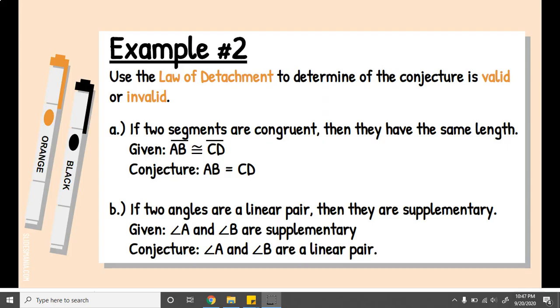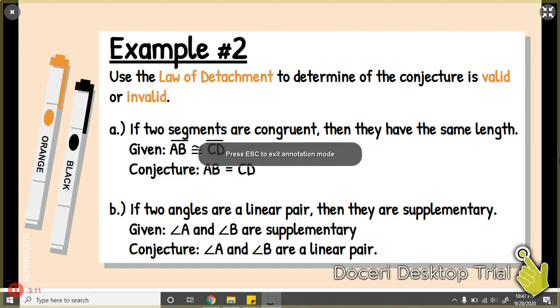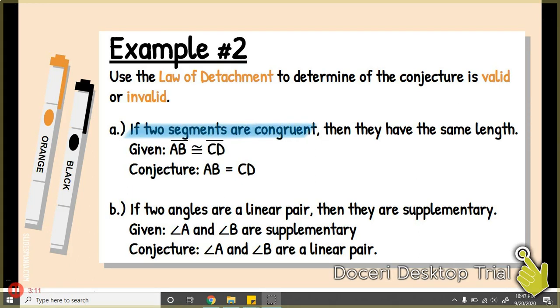So example 2 says use the law of detachment to determine if the conjecture is valid or invalid. So what the law of detachment says is basically we can detach the hypothesis from the conclusion. If we're given the hypothesis, then we know that the conclusion is also true. So this first one says if two segments are congruent. That is our hypothesis, if two segments are congruent.